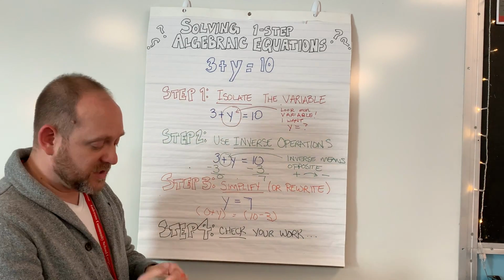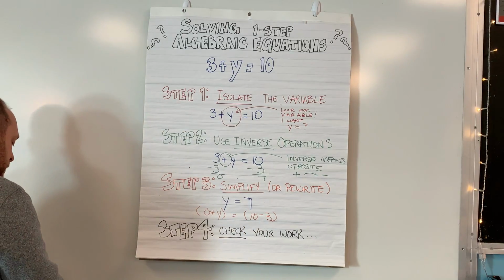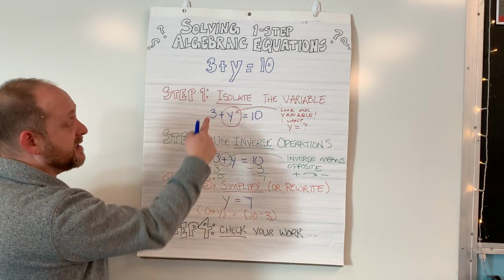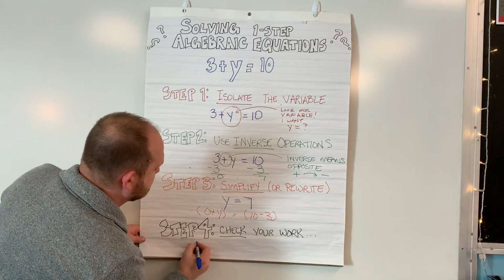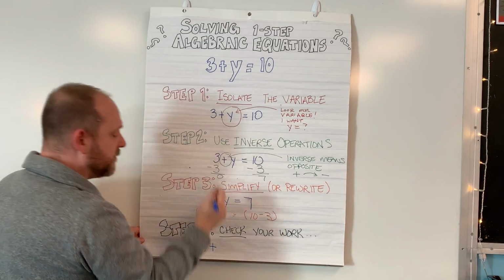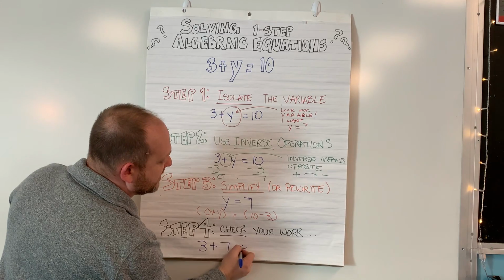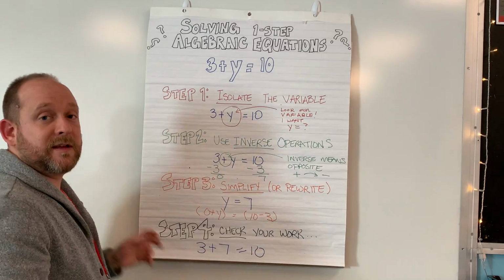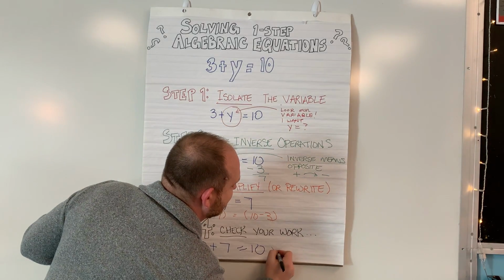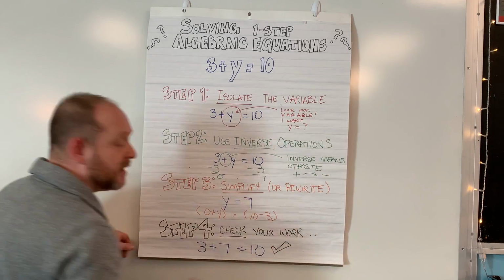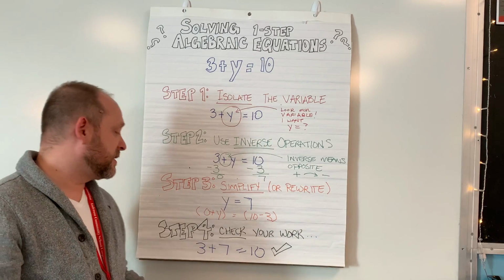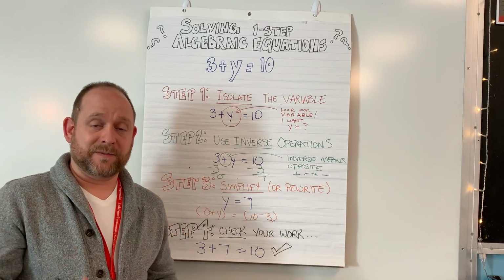We are almost done. But the last thing we need to do, always, we want to check our work. So what I'm going to do is plug in 7 here and see if it works for our equation. And I'm going to say 3 plus, and I'm going to plug 7 in for y. 3 plus 7 equals 10. Yes, that does actually work. You can give that a big old check mark. So we know our solving here is correct. y does equal 7.